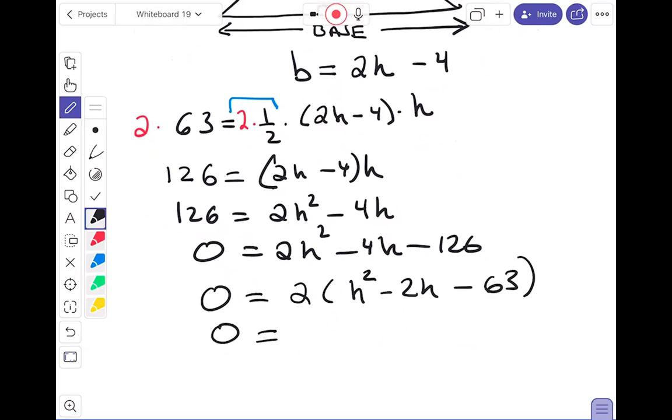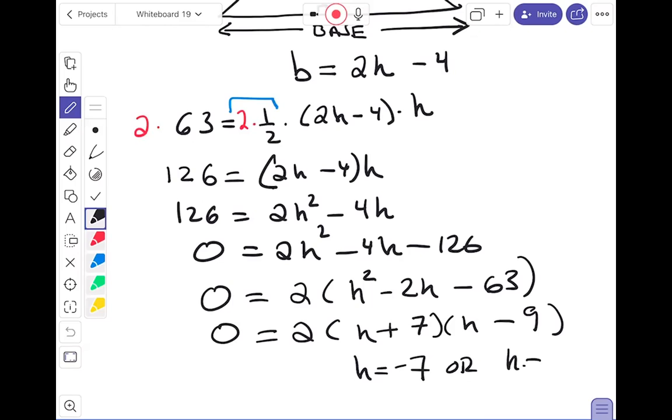Just keep doing it, see if it goes. Again, I'm no longer thinking about the words, no factoring. Looks like 9 and 7, right? Minus plus. So what's the answer over here? H equals minus 7 or H equals 9.